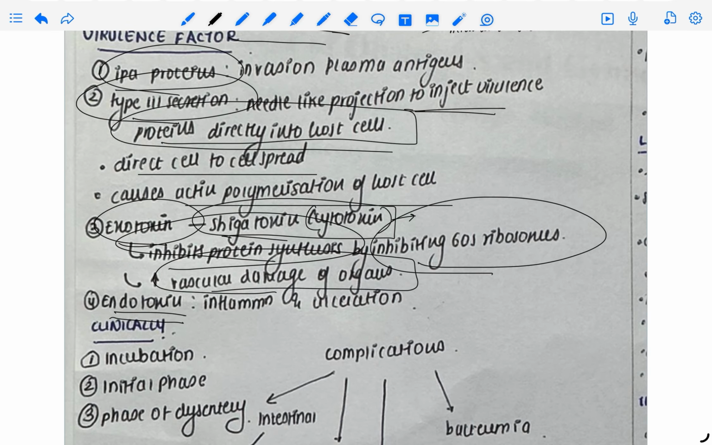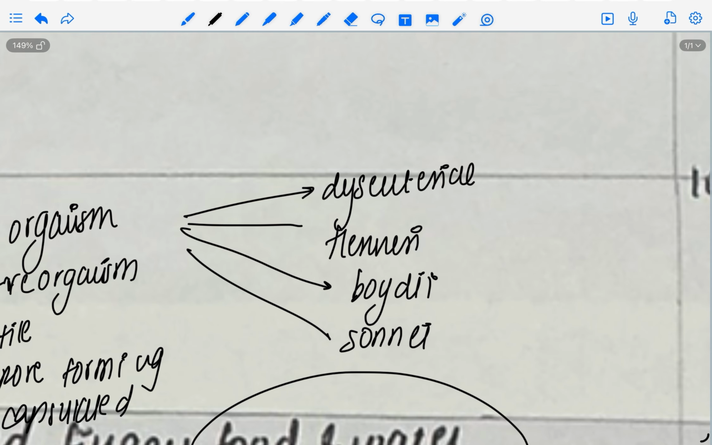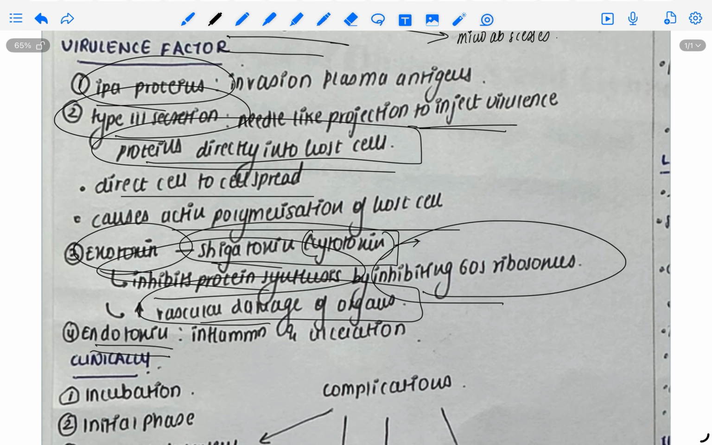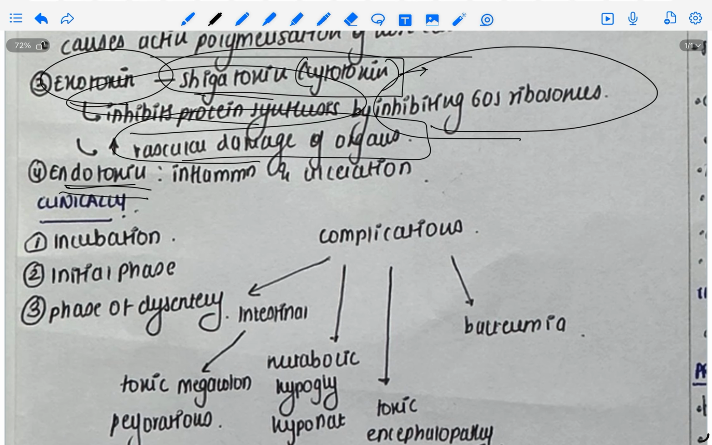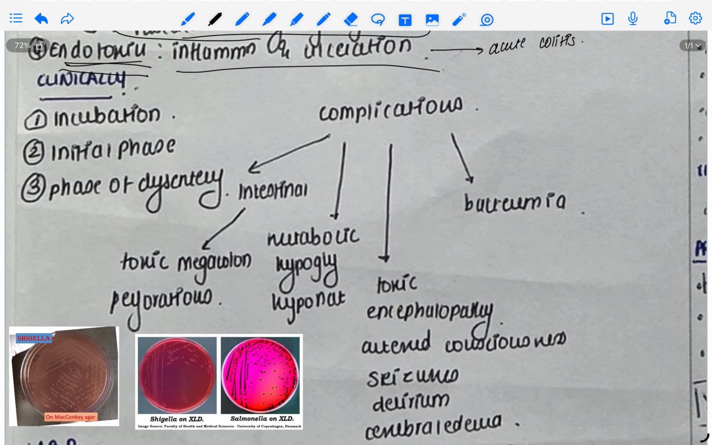This exotoxin, the Shiga toxin, as we saw before, there are 4 organisms. This Shiga toxin is produced by Shigella dysenteriae. Shigella dysenteriae mainly secretes the Shiga toxin. Now, let's move ahead. Endotoxin is the one which causes the inflammation and ulceration. Basically, it causes acute colitis.